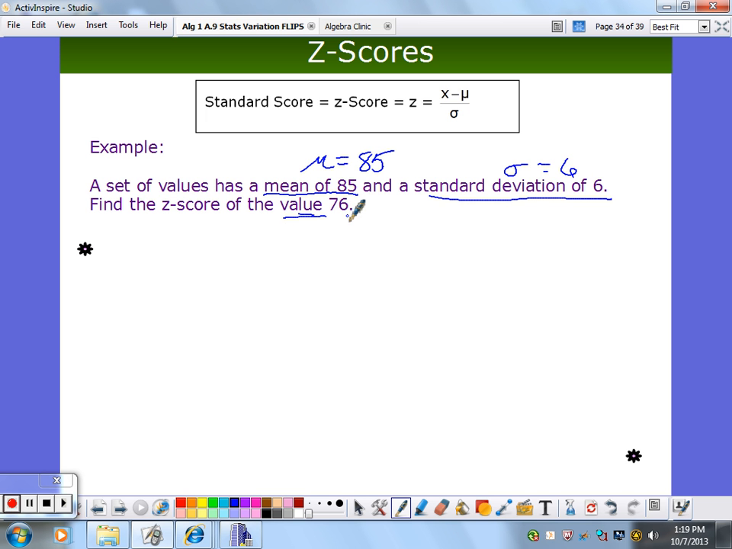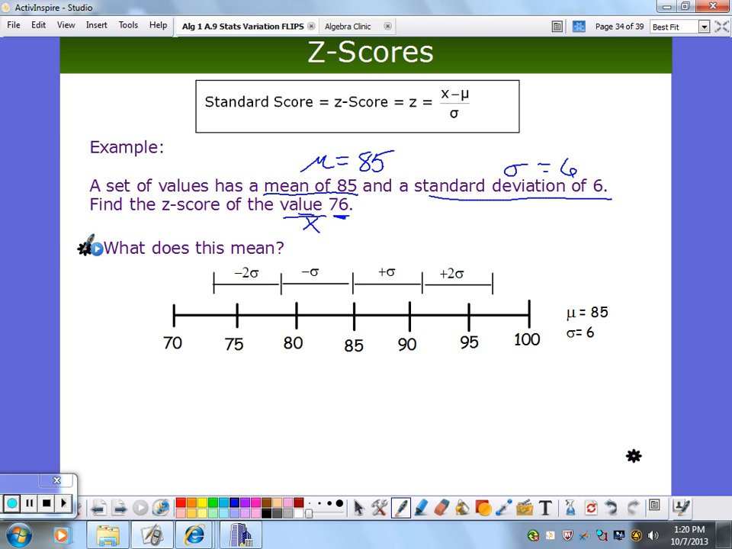What does this mean? This is a value of the data set. This is an x, because all the data points are called x. I have to really understand the question. Here's a number line. Here's 85, my mean. One standard deviation above is 6 above, so I take 85 and add 6, and I get 91.